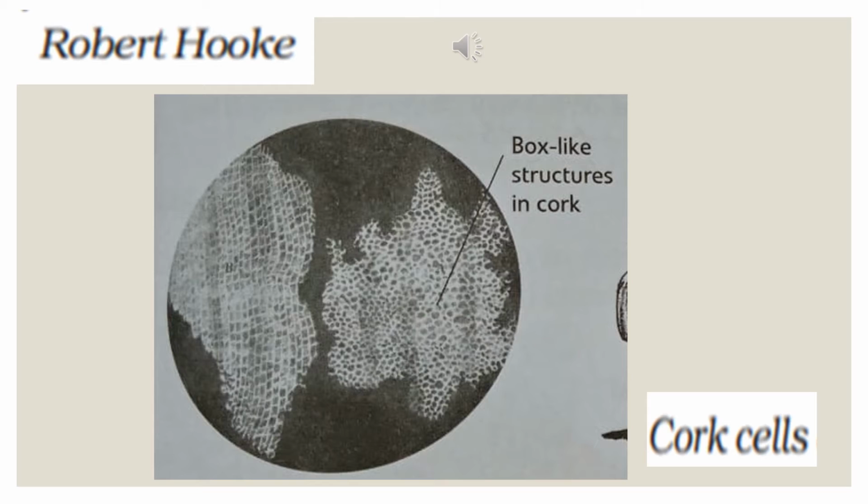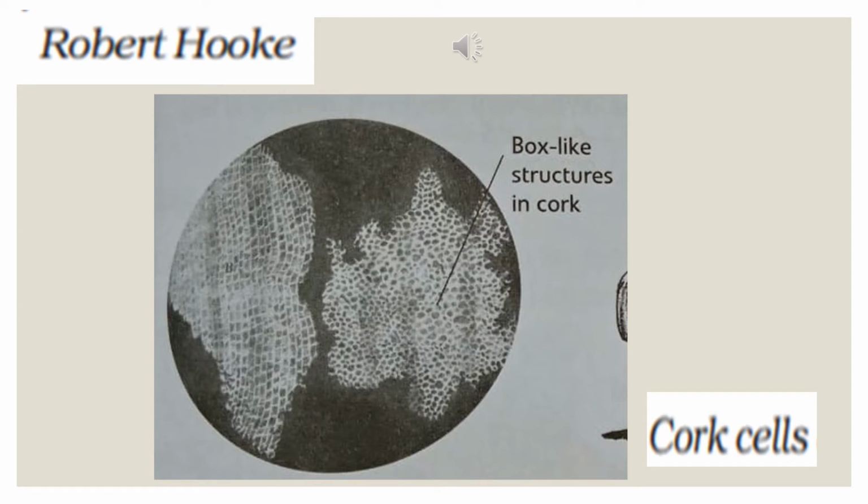Have you ever seen a honeycomb? It is similar to that. He also noticed that one box was separated from the other by a wall or a partition. There will be a separation between the cork compartments. So he termed each box a cell. What he said was that each box is called a cell.